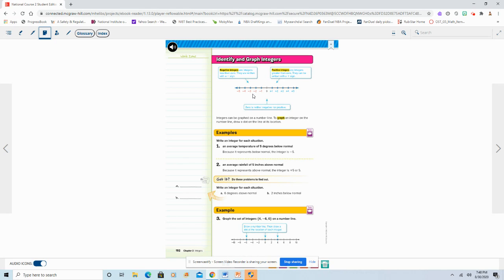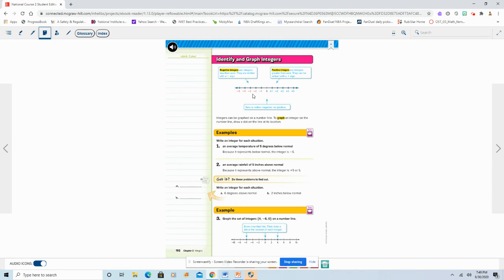Positive integers, obviously, are to the right of 0. Negative integers are on the left of 0. Just like Math Antics told you, 0 separates the positive and negative integers. Integers are not decimals or fractions. 1.5 is not an integer. 1 is an integer. 2 is an integer. Negative 1 is an integer. Negative 2 is an integer. Please make sure to know that distinction.